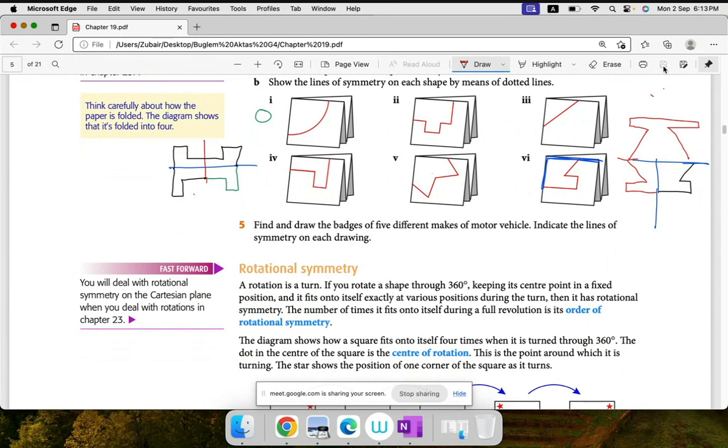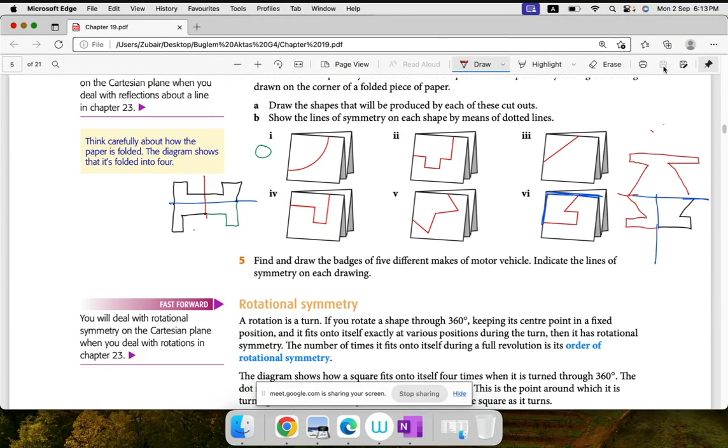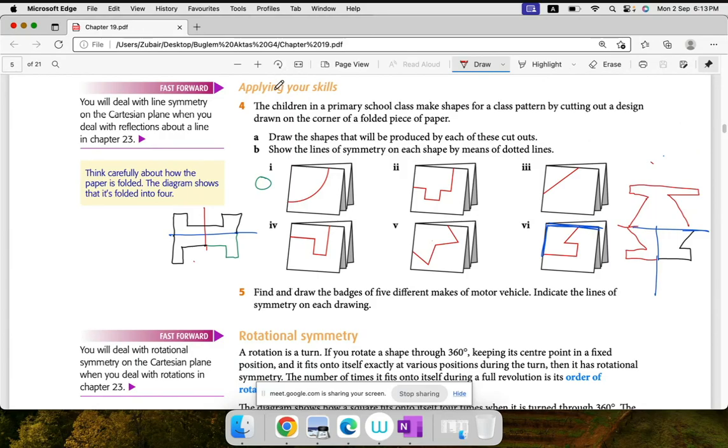Number 5. Find and draw the badges of 5 different makes of motor vehicle. What was the question? Draw the shapes that will be produced by these. Show the line of symmetry on each by means of a dotted line. I actually didn't read it, so I should have made dotted lines. Question number 5. Find and draw the badge of 5 different makes of motor vehicle. Indicate the line of symmetry on each drawing.